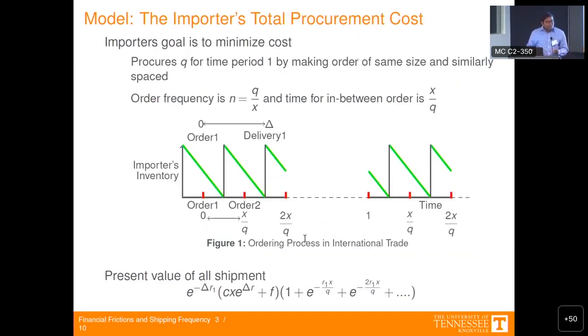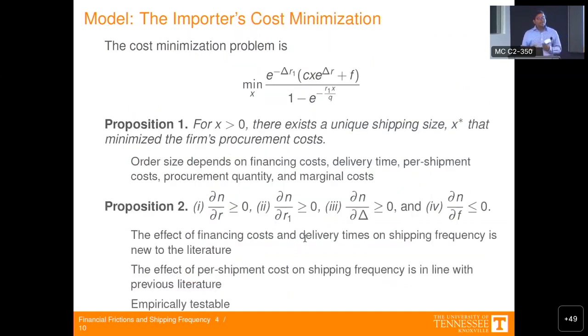So in this model, the importer is procuring Q amount of products for a time period standardized to 1. And for these orders, there is an assumption of same size and similarly spaced. It comes from the supply chain literature that usually trade is lumpy, and they are doing this kind of same size order for similarly spaced time. So from this, our order frequency N will be Q/X, because Q is the total procurement amount. And then we have the in-between order time. So there are these two times, one lead time, delta, and another is X/Q. This is for one time period. Now, if we take all the present value of all the shipments, it will be that amount. So our task is to minimize that amount.